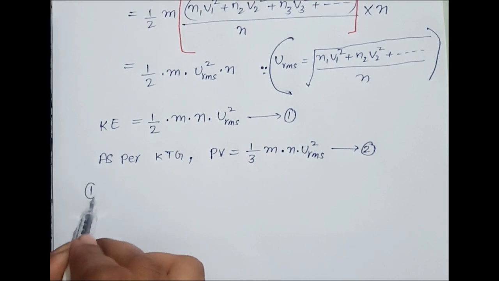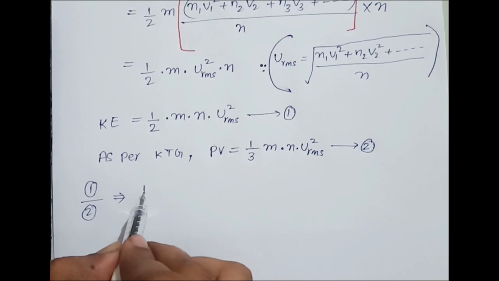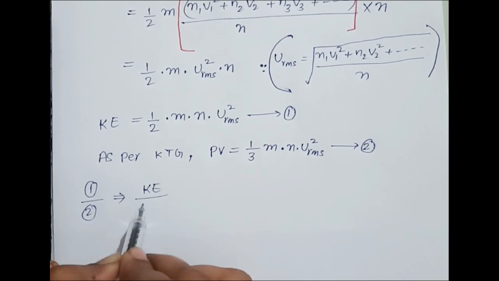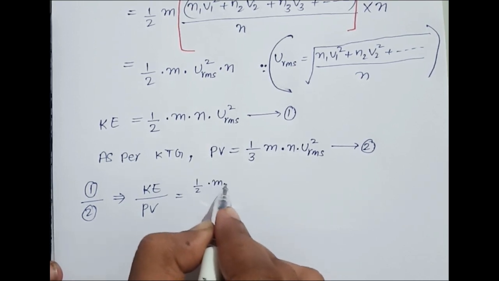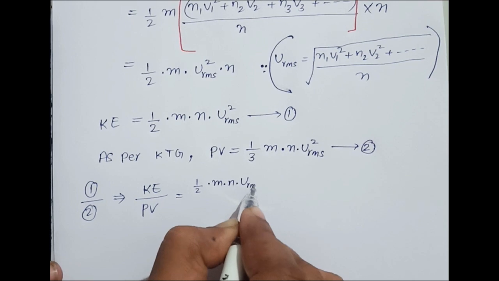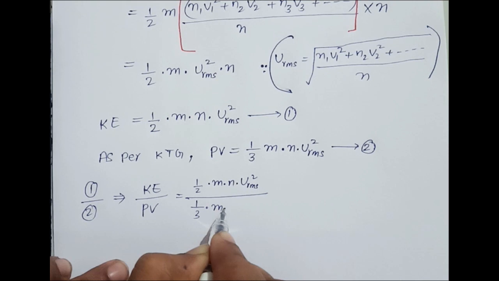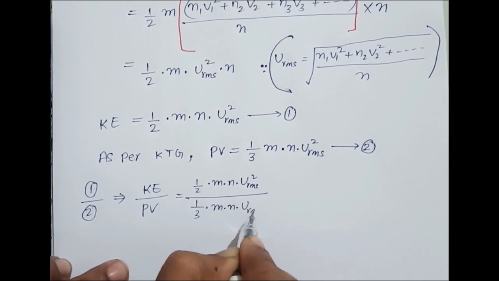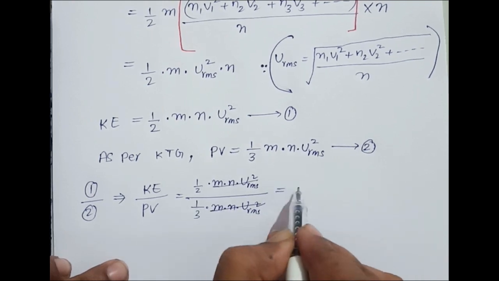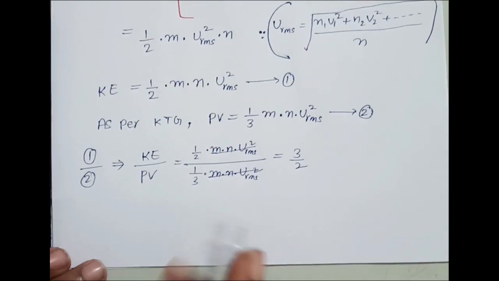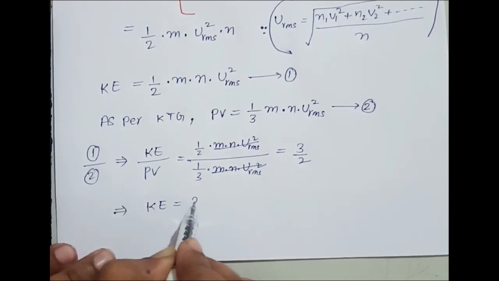What I will do now is divide 1 upon 2 kinetic energy upon PV, which is equal to 1 by 2 m n u RMS square divided by 1 by 3 m n u RMS square. It gets cancelled, which is equal to 3 by 2. Now we are almost at the end. Now KE, kinetic energy, is equal to, what can you write?